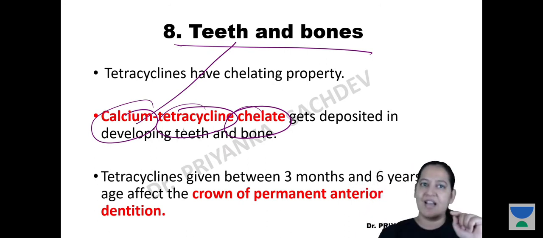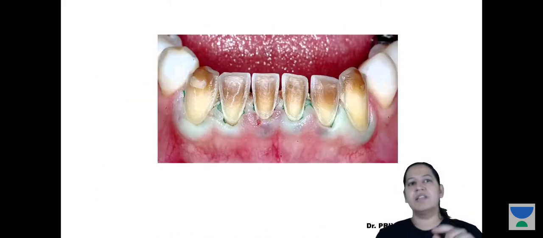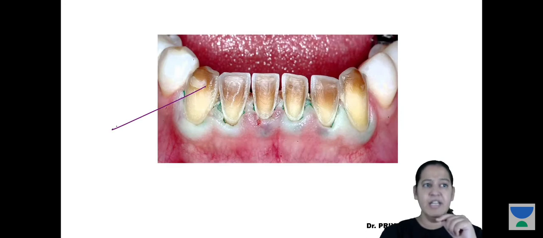So tetracycline will go towards the calcium and form a chelate in the teeth and the bone. Teeth will become brown colored.